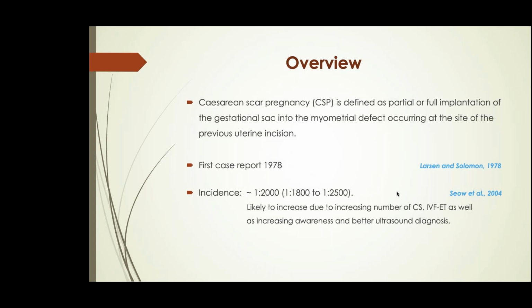And this has been reported since a long time. The first case report was in 1978 by Larsen and Solomon, and it has an incidence of roughly 1 in 2,000 deliveries or pregnancies. So if you are in an obstetric unit that delivers probably 10,000 deliveries per year, you are expected to see 5 or 6 cases of cesarean section scar pregnancy.